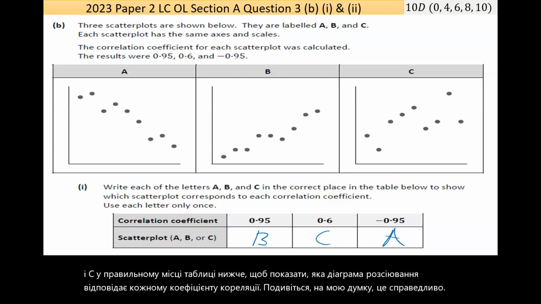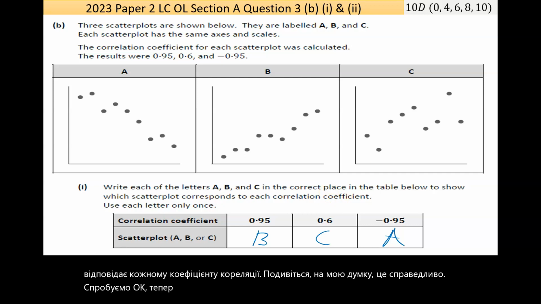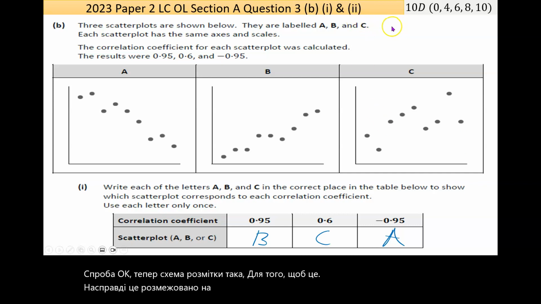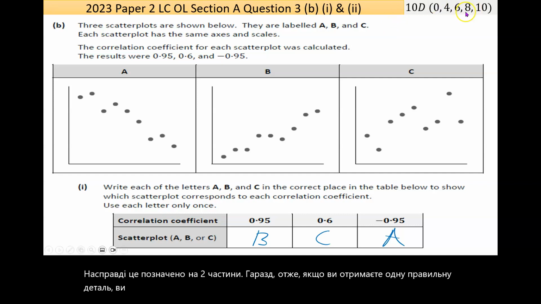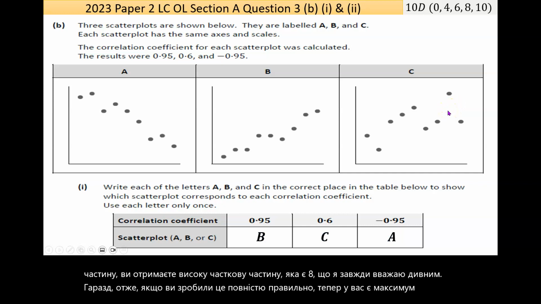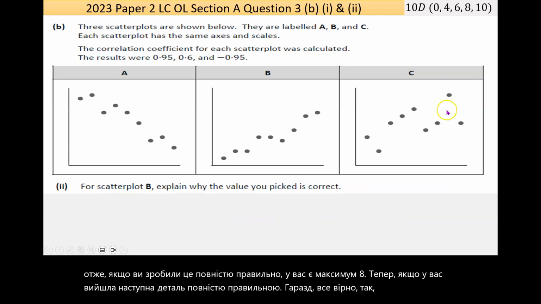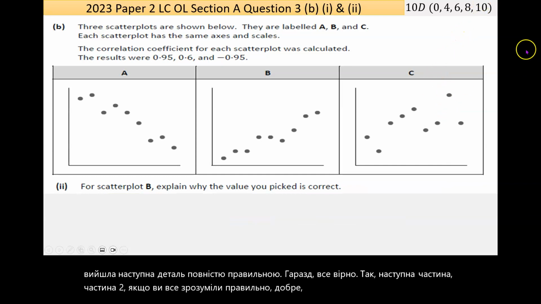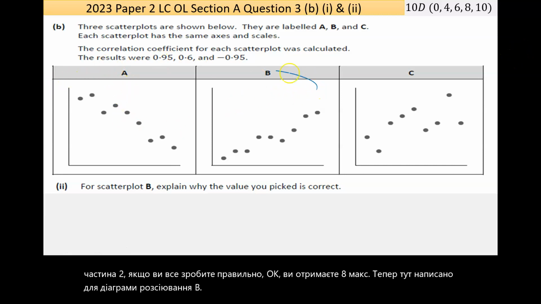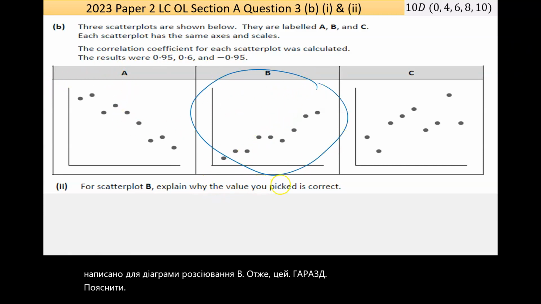Okay. Now the marking scheme for that is actually marked over 2 parts. So if you get one correct part, you get the high partial, which is the 8, which I always find weird. So if you got this fully correct, you have 8 marks. Now, if you get the next part fully correct, okay, that's right. Yeah. The next part 2, if you get this right, you get the 8 marks. Now it says here for scatter plot B, so this one, explain why the value you picked is correct.